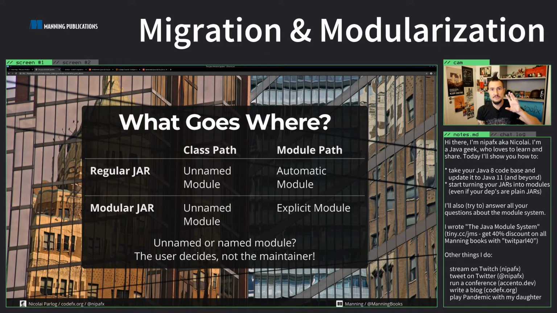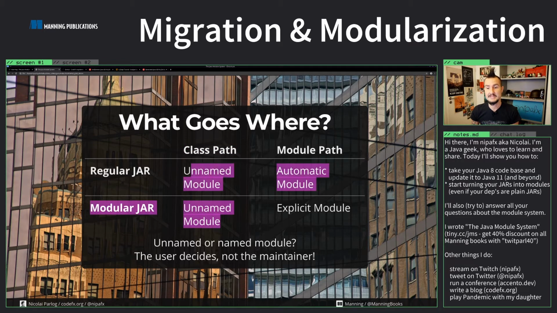So to put that into one matrix, you have two columns here, one for the class path and one for the module path. And what we discussed initially is the obvious choice. The regular jar goes on the class path and becomes the unnamed module. And the modular jar goes into the module path and becomes an explicit module, a module with the module descriptor and everything. The new thing we introduced here is this one. You can use a regular jar on the module path, and then it gets turned into an automatic module. And I didn't mention this, but you can also put a modular jar on the class path, and it ends up in the same unnamed module.